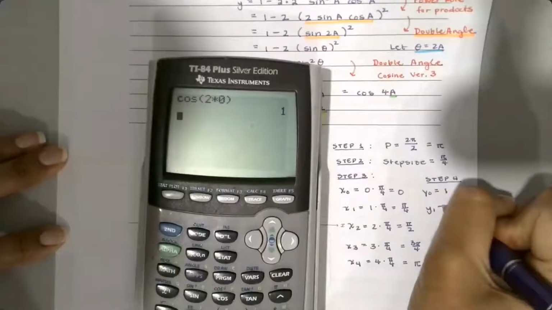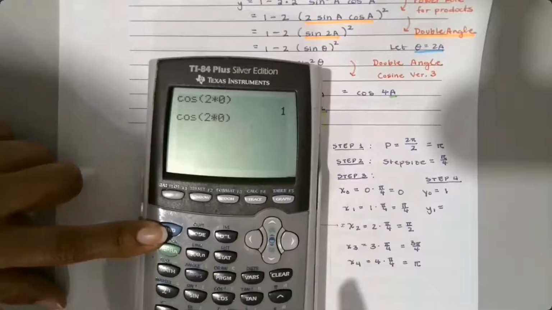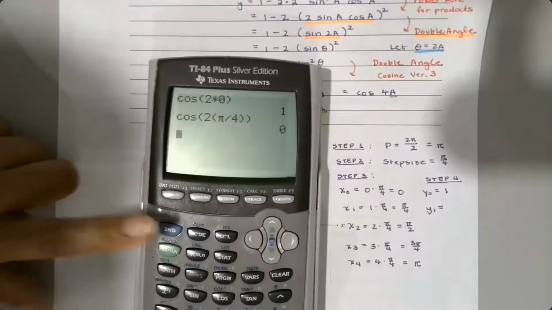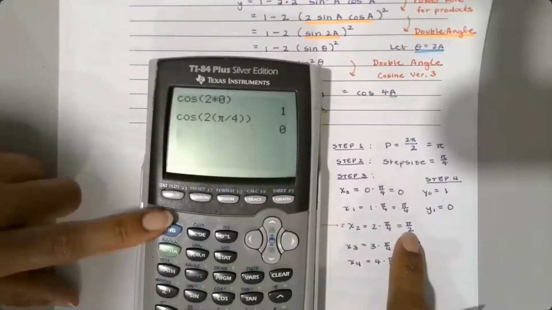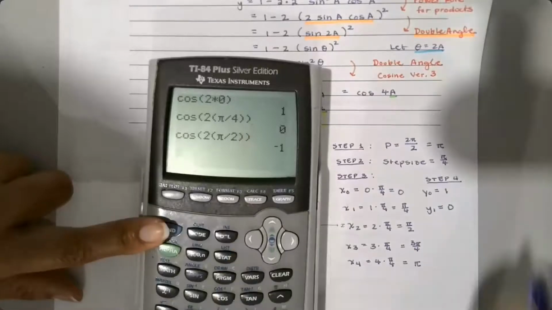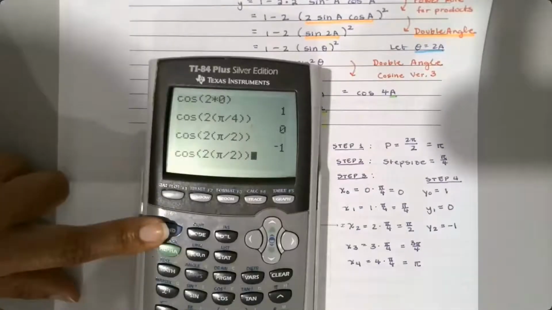Then we're going to replace in pi over 4. So we'll have cosine of 2 times pi over 4. And that gives us a 0. Then the next x value is pi over 2. So that gives us negative 1. Then it's 3 pi over 4.